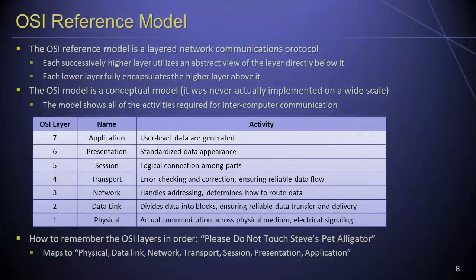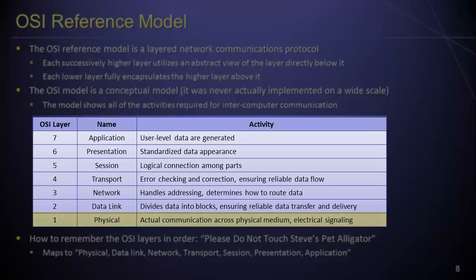The lowest layer in the OSI protocol stack is the physical layer, and it is at this layer that the actual communication of information across a physical medium, such as a copper wire, occurs. The second layer in the OSI protocol stack is the data link layer, which is responsible for dividing data into blocks and for ensuring reliable data transfer and delivery across the network.